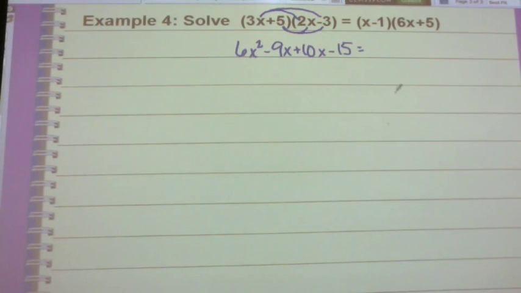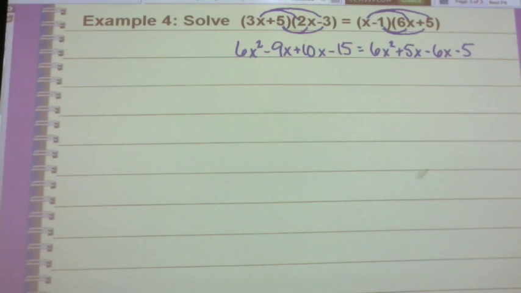Now I'm going to FOIL on this side of the equal sign. So, or distributive property twice, x times 6x is 6x squared, and x times positive 5 is positive 5x. Then I'm going to distribute negative 1. Negative 1 times 6x is negative 6x, and negative 1 times 5 is negative 5.